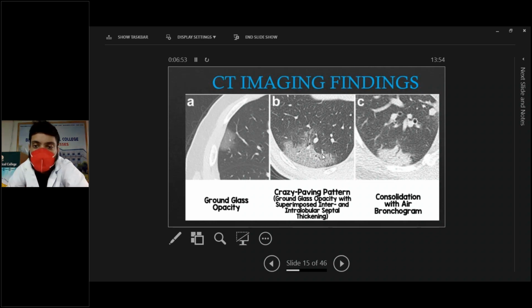ground glass appearance. And the third thing is the consolidation. What's the difference between ground glass opacity and consolidation? Ground glass opacity is where through the haziness we can see the underlying vessels like this, and through the consolidation we can't see the underlying vessels and the bronchus.